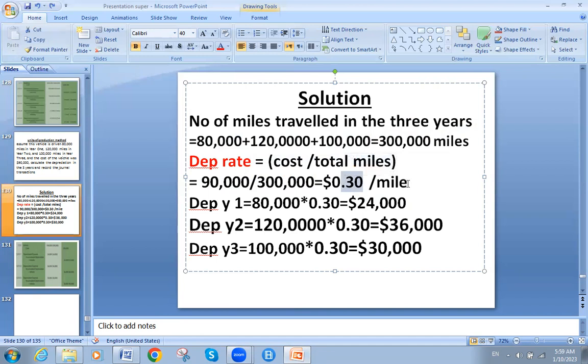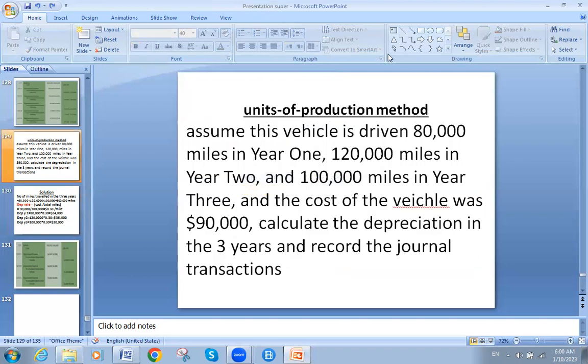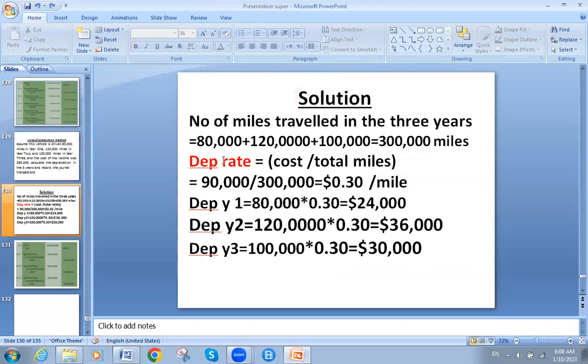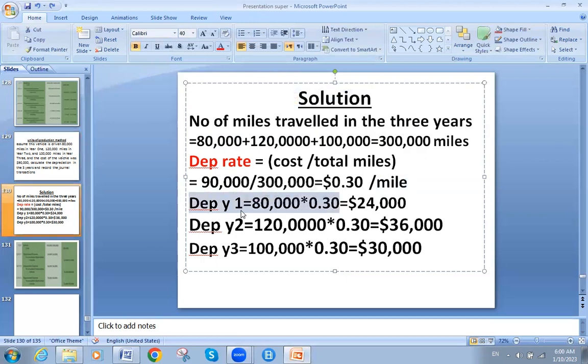30 cents per mile means that the value of this truck is reduced by 30 cents every mile it moves. When it works or travels for 1 mile, it loses 30 cents of its value. Now, all I will do is calculate the depreciation using the units of production method. So the depreciation of year one will equal the first 80,000 miles times 0.3. That will give me $24,000.